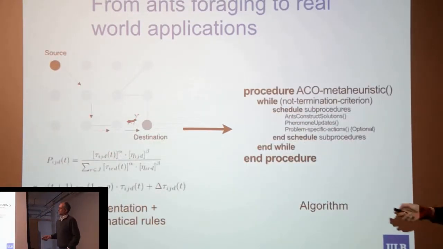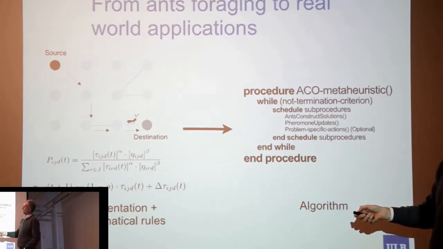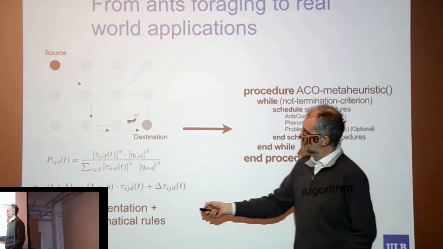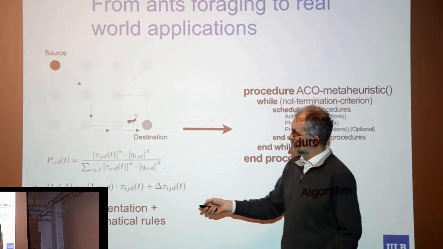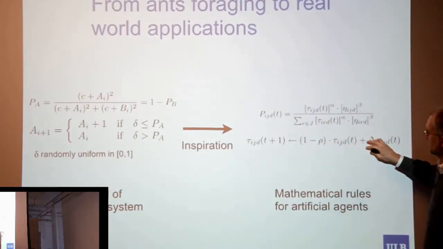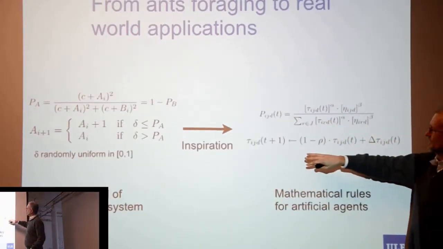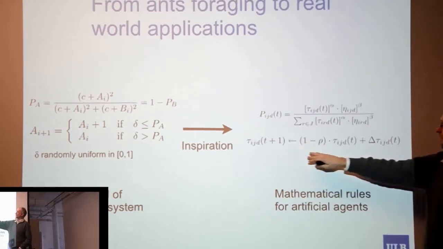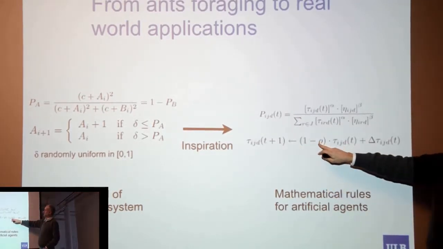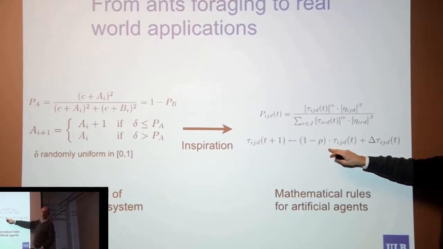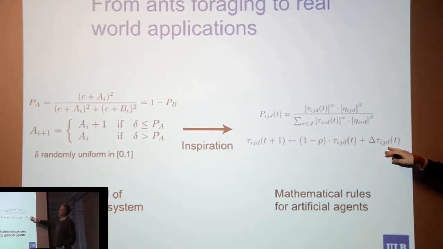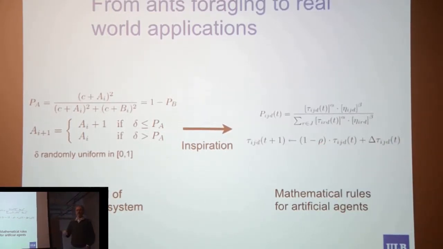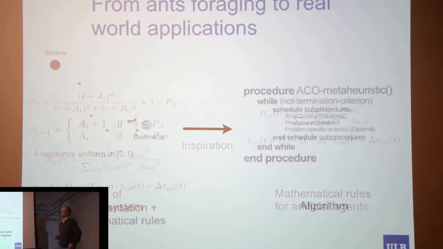So I was saying we have the representation, we have the rule for building a solution, and then we have a rule for updating the pheromones. And this rule for updating the pheromone, in this figure, says that the new value of the pheromone is the same as the previous one, minus some evaporation, plus some new value that is given by the ants that have used the edges.